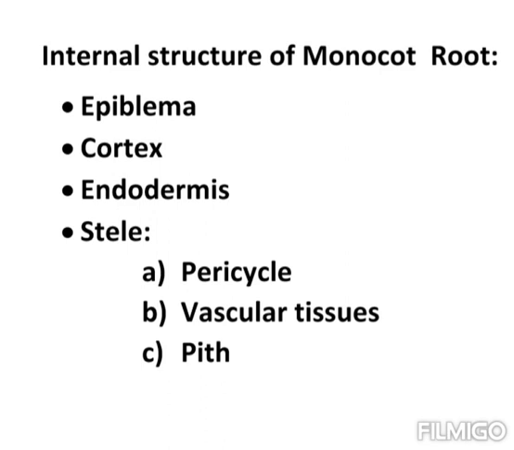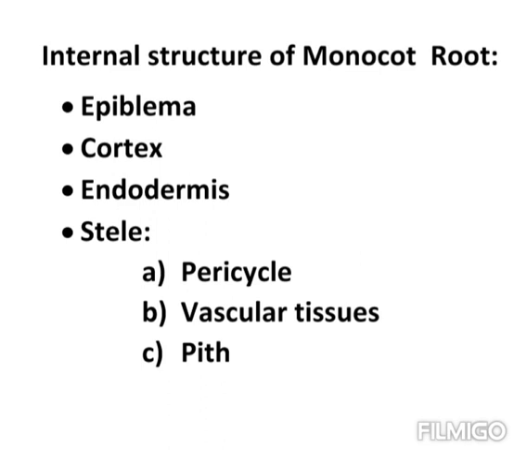Next is the stele. All the tissues inner to the endodermis constitute the stele. It includes pericycle, vascular tissues and pith.